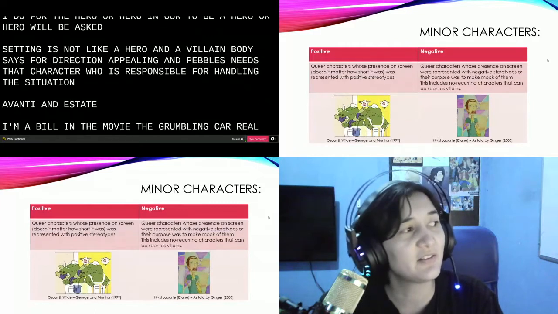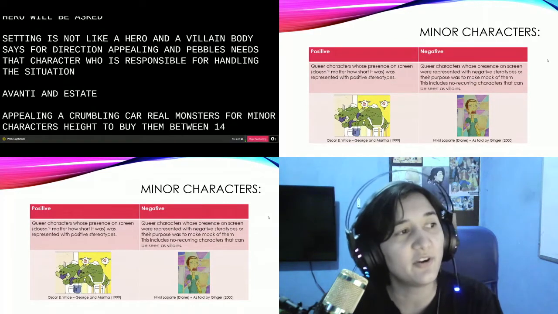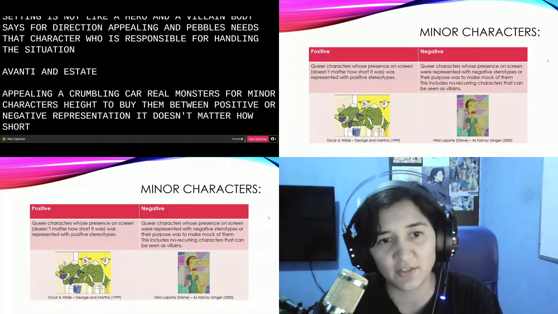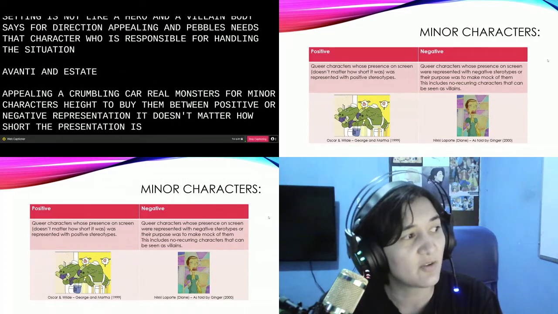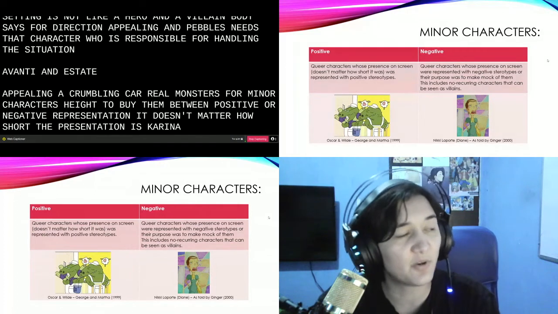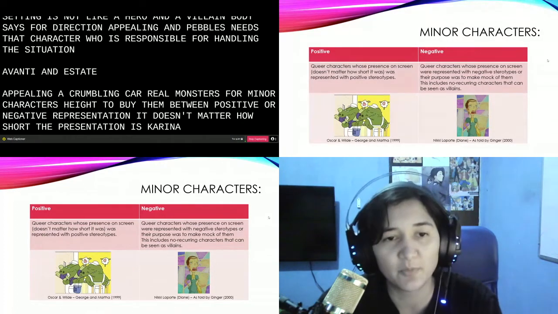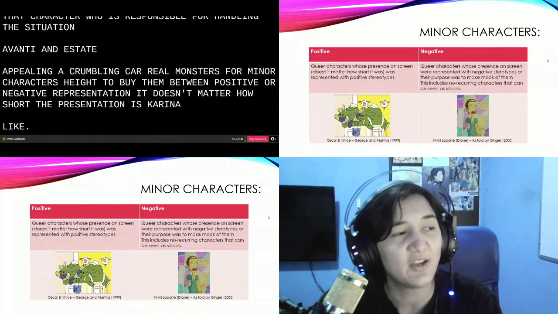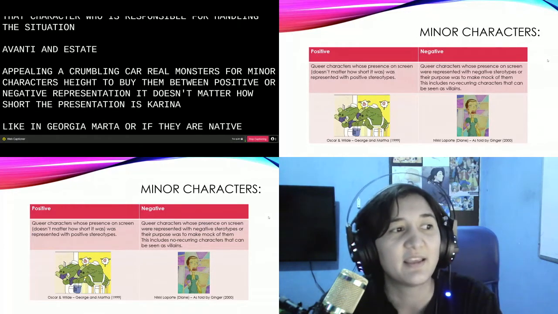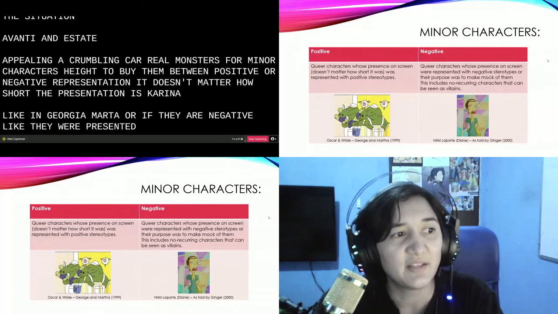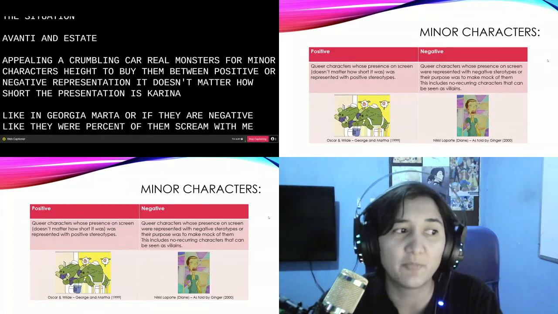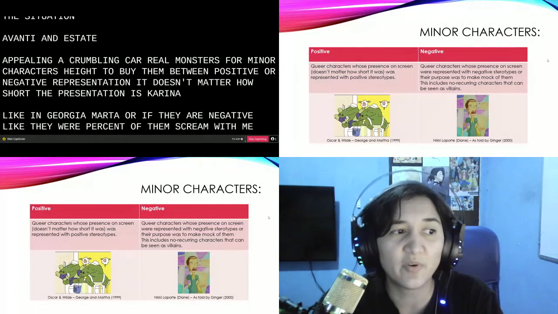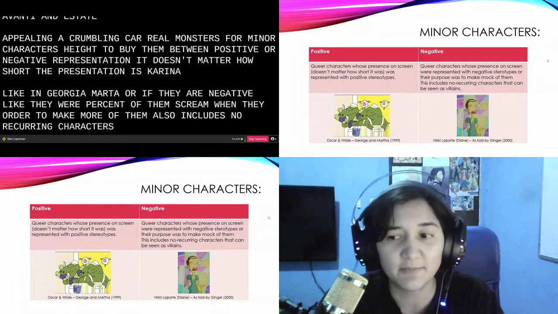For minor characters, I divide them between positive or negative representations. It doesn't matter how short the presentation on screen is, the queer characters are represented as positive if they present positive stereotypes, like Oscar and Wilde in George and Martha, or negative if they were presented on screen with negative stereotypes or their purpose was to make mock of them. It also includes non-recurring characters that can be seen as villains.